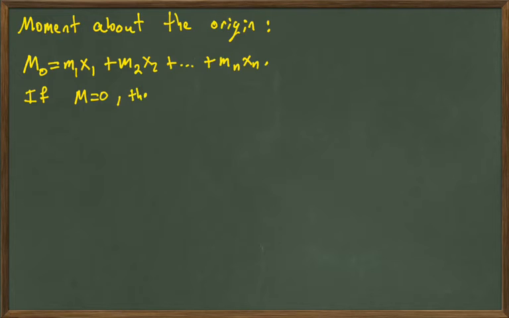Usually it's the origin, so we can call it m sub 0. If the moment about the origin is 0, then we're at equilibrium, or we can say the system is balanced, or is at equilibrium.